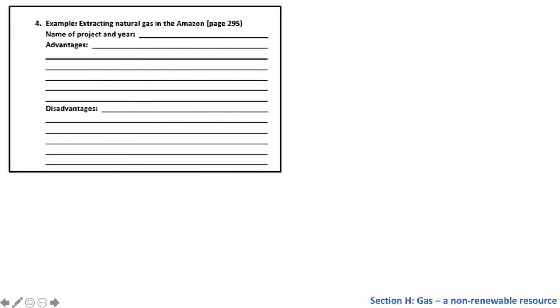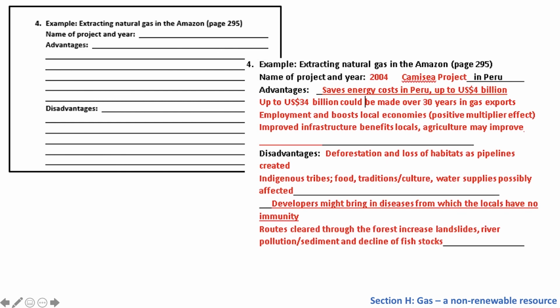Question 4 is about extracting natural gas in the Amazon. You're being asked to look at page 295 and then name the project and the year and consider the advantages and disadvantages. So we're looking at 2004 and we're looking at the Kamizi project in Peru. The advantages are it saves energy costs in Peru up to 4 billion. They talk about making money over the next 30 years in gas exports.